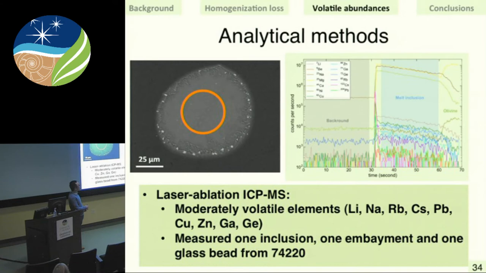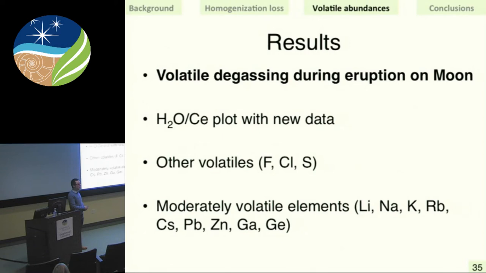And this is a time-resolved spectrum we obtained by analyzing this melt inclusion. The first 30 seconds is on the background, and we were able to get about 28 seconds of data on the melt inclusion. After the 28 seconds, the beam drilled into olivine, and this is clearly indicated by the decrease in sodium and calcium counts, and also the increase in nickel and magnesium counts. That means we reached the olivine.